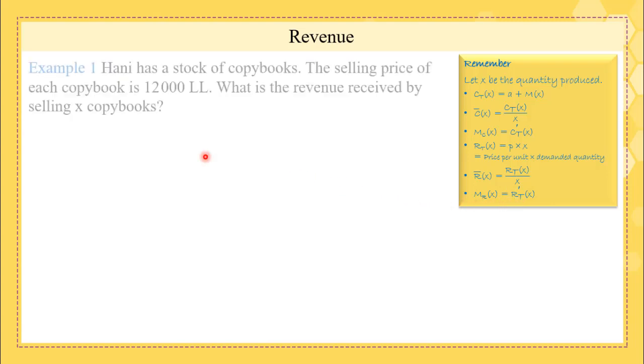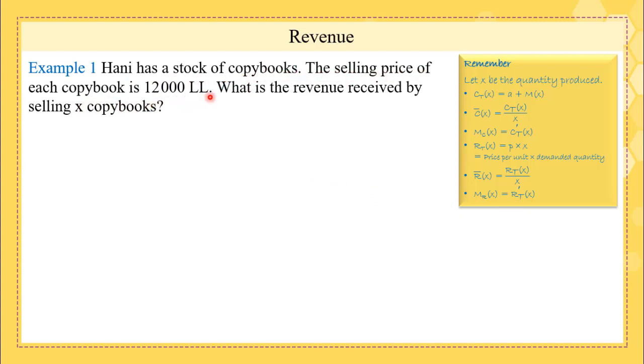Example 1. Hani has a stock of copybooks. The selling price of each copybook is 12,000 Lebanese lira. What is the revenue received by selling X copybooks? Solution. R of X equals price per unit times demanded quantity. Here, the price per unit is 12,000 Lebanese lira, and the demanded quantity is X. So, we obtain R of X equals 12,000 X.